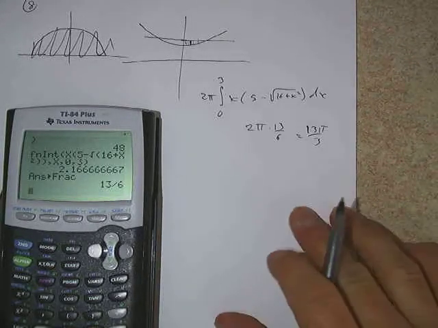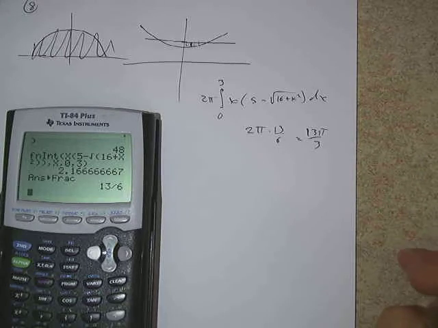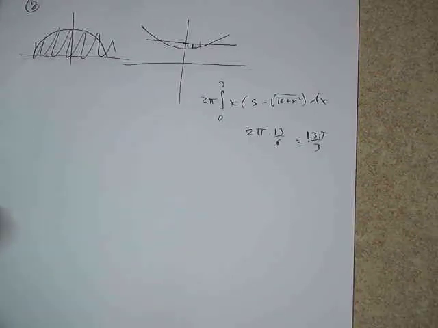So let's see what it gives here. So this would be x times 5 minus square root of 16 plus x squared. And that's it, right? You need another parenthesis. I missed one. Close in that 5. Yeah, you're right. 0 to 3.